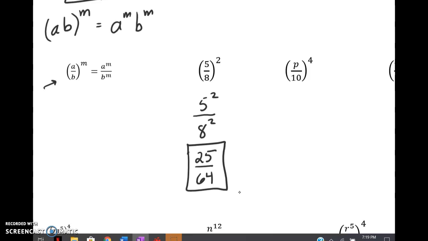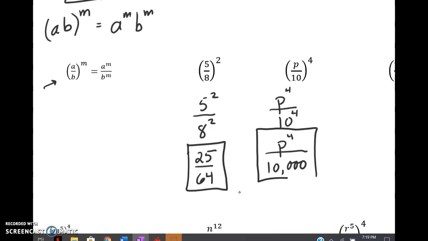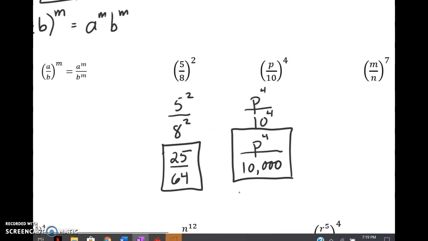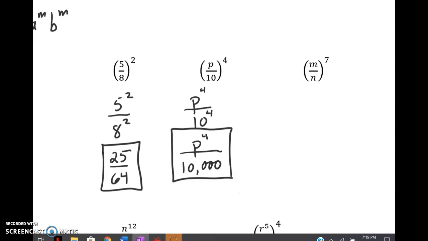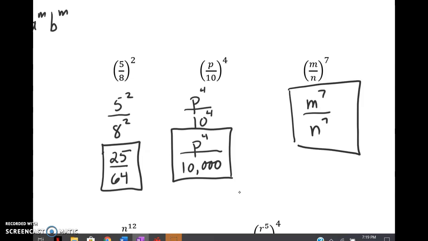The next problem, we have p to the 4th over 10 to the 4th. Now, do we want to multiply out 10 to the 4th? We can. That would be a choice that you would make. I think they would probably multiply them out because powers of 10, that's just going to tell you how many zeros you have. So 4th power, it's going to have 4 zeros. Now our last one here, that's going to be m to the 7th over n to the 7th. And that's all we can do with that. It's all done. All right.